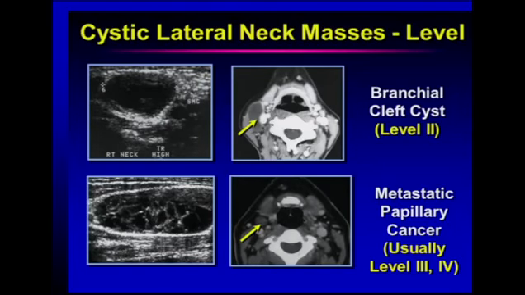So how can one differentiate a cystic metastatic node from the branchial cleft cyst? There are 3 things that one can do. First, the branchial cleft cyst tends to lie at a higher level, at level 2 in the neck, near the level of the carotid bifurcation, whereas metastatic papillary cancer can be throughout the internal jugular chain, but when it is solitary or early in the course of the disease, usually it's lower at level 3 or 4 along the mid or inferior portion of the internal jugular chain.